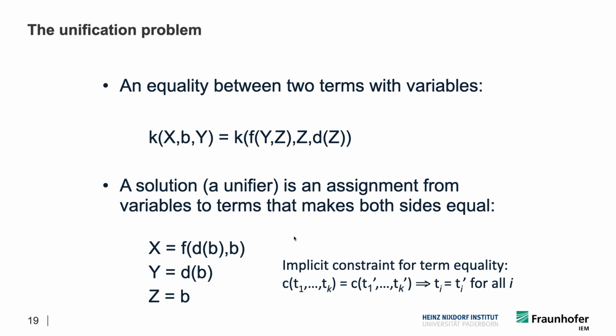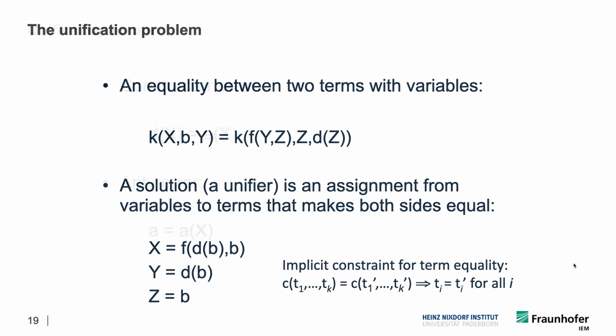There's an implicit constraint that these unification algorithms always assume, which is the implicit constraint for term equality. That means two compound terms, like you see here, are equal if all of their individual parameters are equal as well. So it's really structural equality that counts.